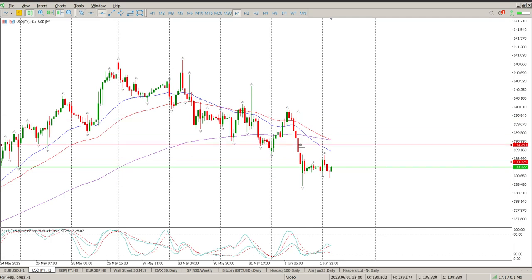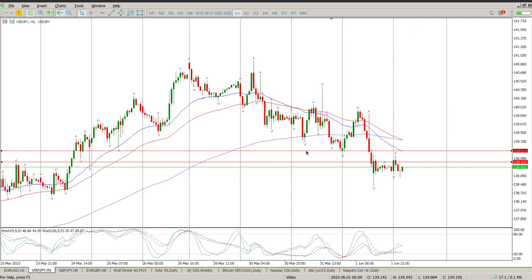So let's just look at it from an hour perspective. Nice rounding top here on the hour. So again, wait for the data. You know, if it is good data, it'll be bad for the dollar. So it's going to be 139,144, and then you're going to have 138,924.